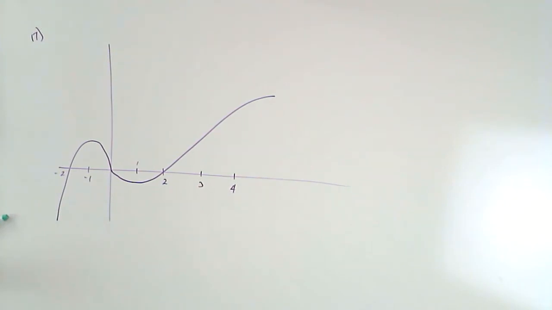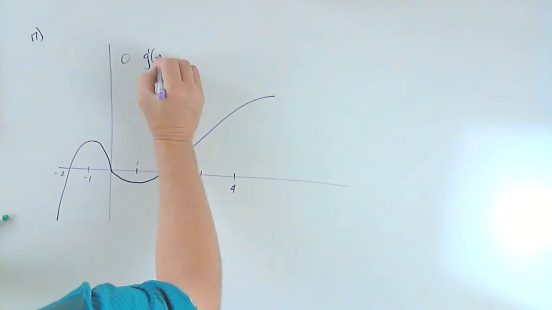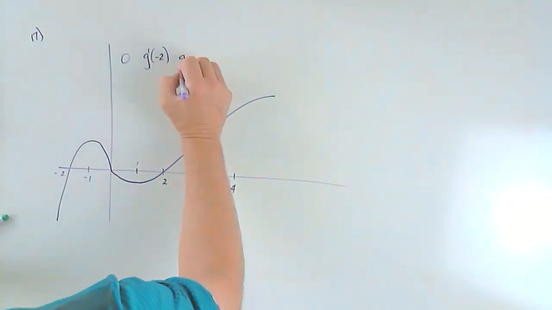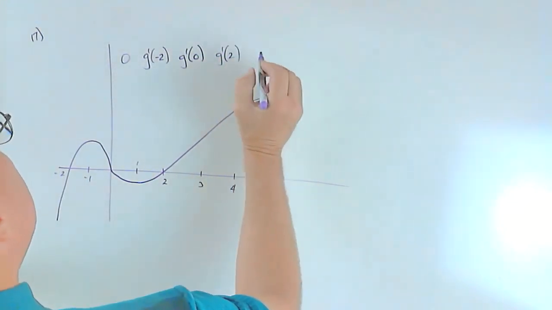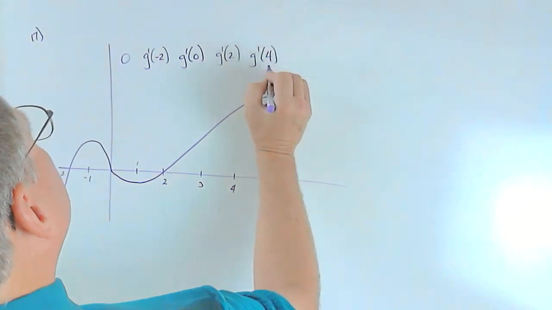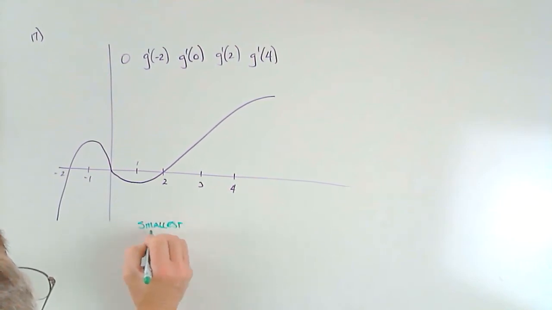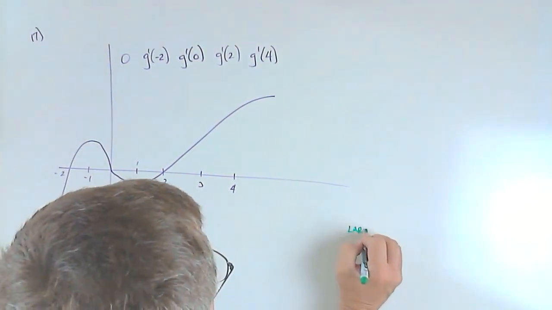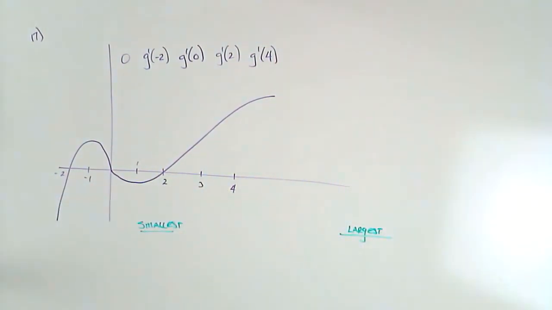And they ask us questions, right? It says arrange the following numbers in increasing order. 0, g prime of -2, g prime of 0, g prime of 2, and g prime of 4. Now, we're supposed to put them in increasing order, smallest to largest, right? So we're supposed to put the smallest here, and then the largest down here. Increasing order.